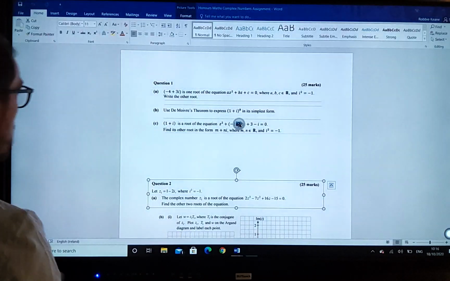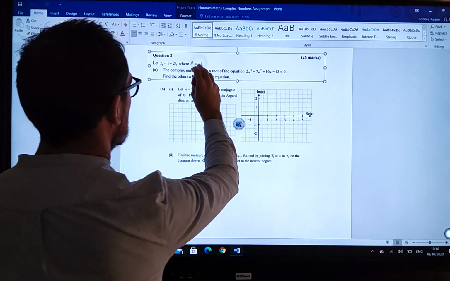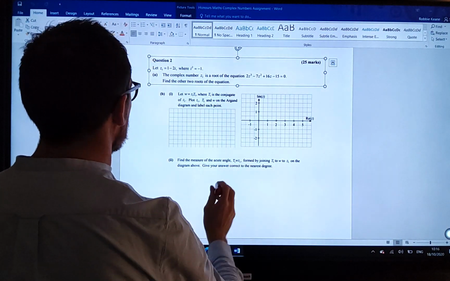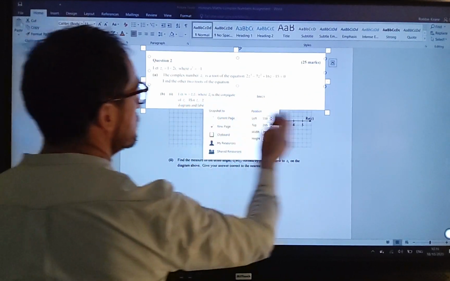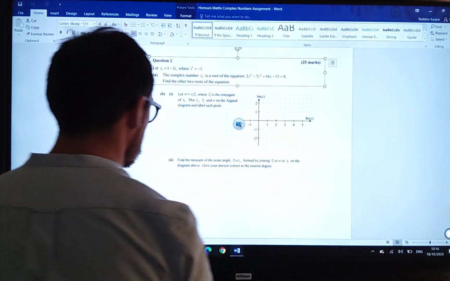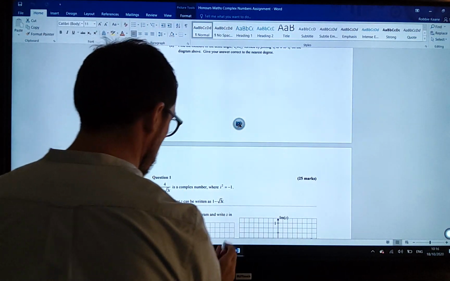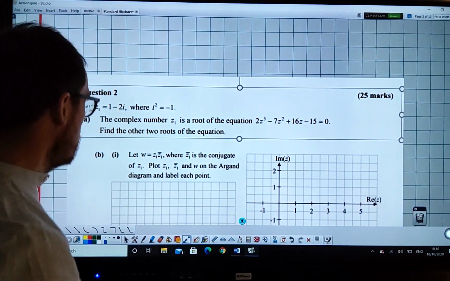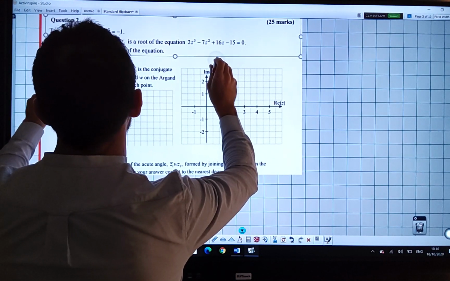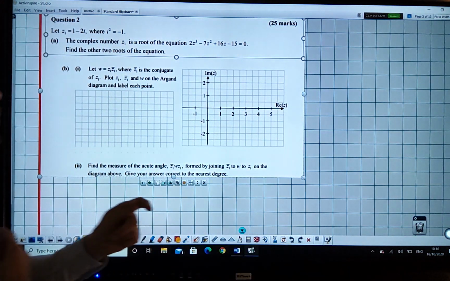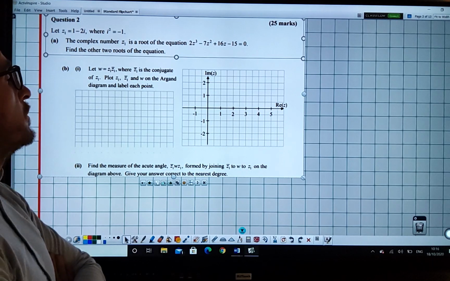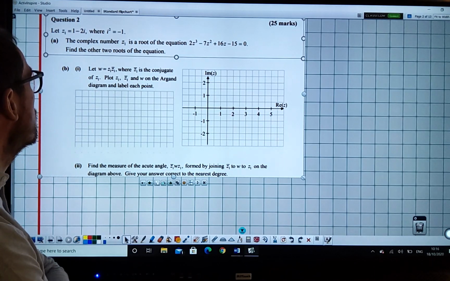Okay, so our next question was question 2. So let's have a look at this here. We'll just make that a little smaller. It says let z1 equal 1 minus 2i. The complex number z1 is a root of the equation 2z cubed minus 7z squared plus 16z minus 15. Find the other two roots of the equation.